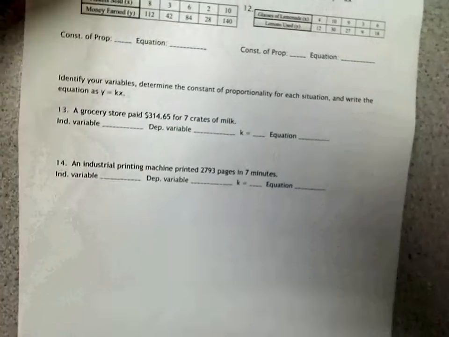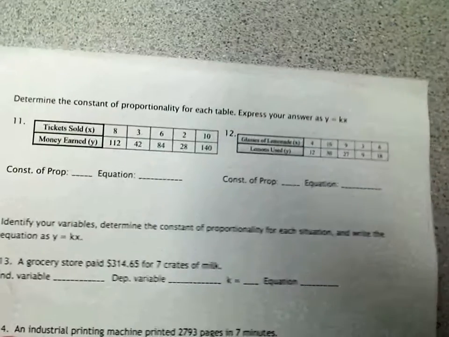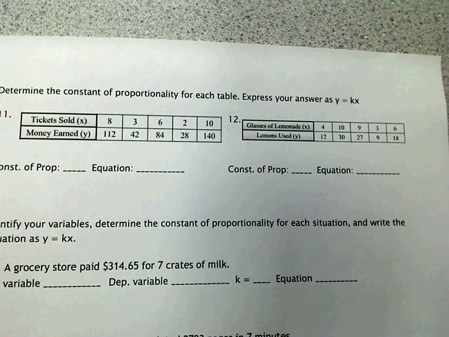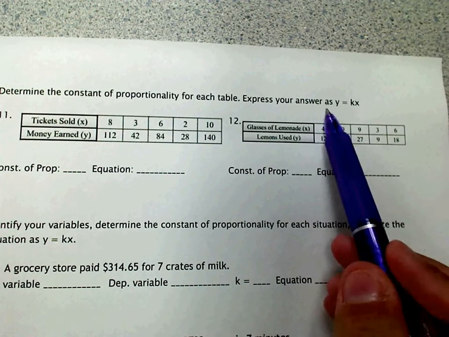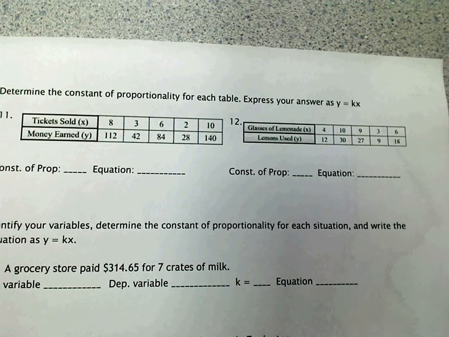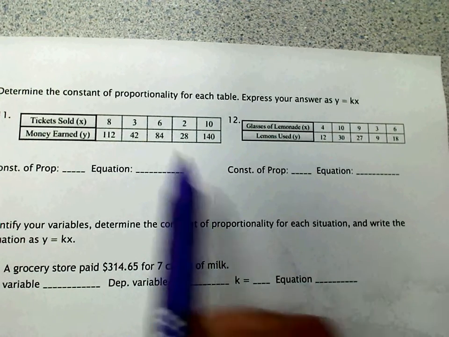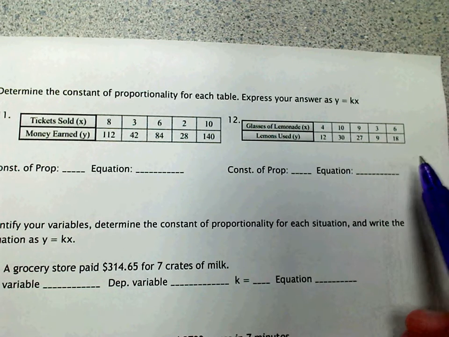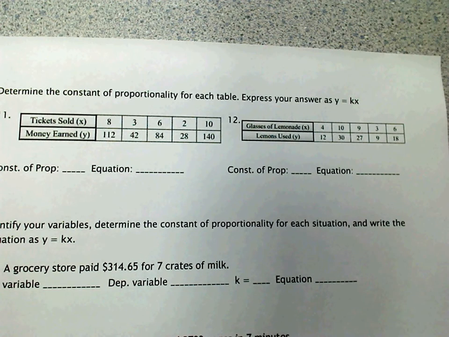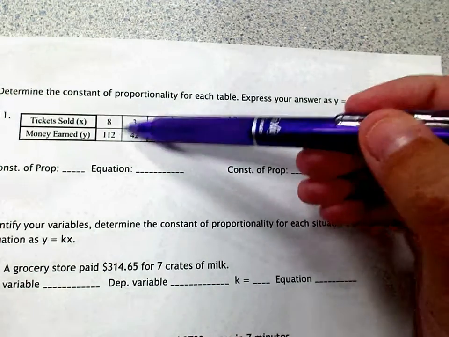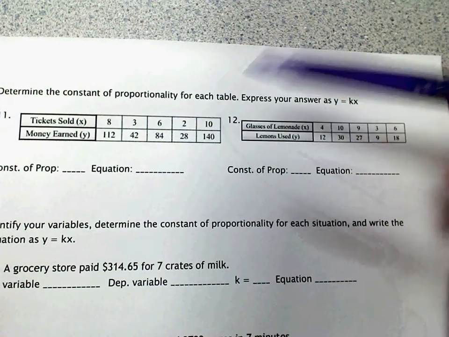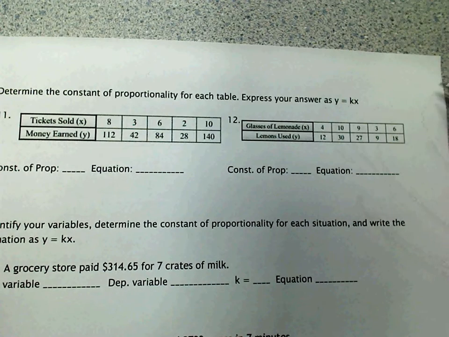Okay, on 11 through 12, it says to determine the constant of proportionality and express your answer as y equals kx. So what we know is that these are direct variation. We just need to figure out what that constant of proportionality is. All right, so because we know that, it really doesn't matter which one I divide. They're all going to give me the same answer.